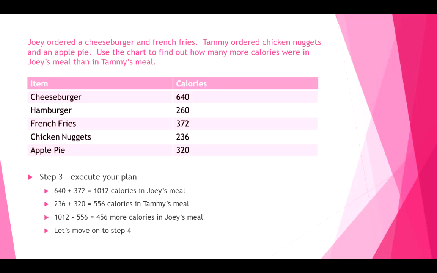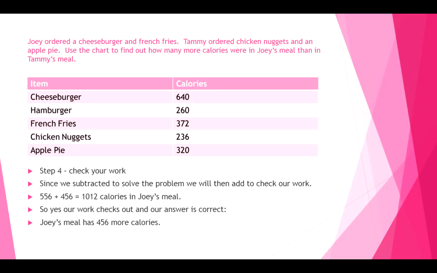Let's move on to step 4 and make sure that our answer is correct. So we're going to check our work. Since we subtracted to solve the problem, we will then add to check our work. We will take 556 plus 456, and this gives us 1,012 calories, which is the exact amount of calories that were in Joey's meal to begin with. So yes, our work checks out, and our answer is correct. Joey's meal has 456 more calories.